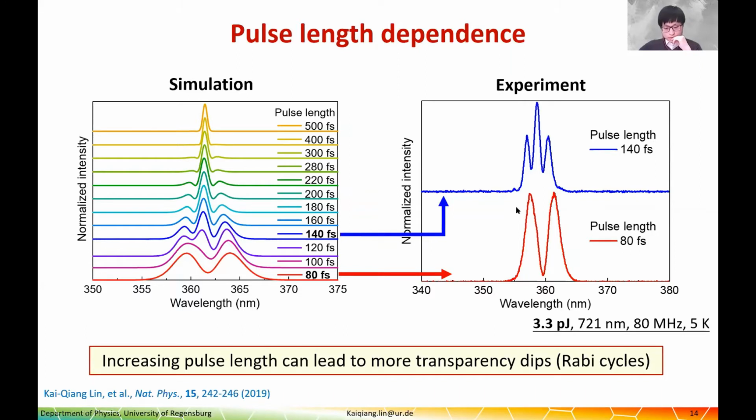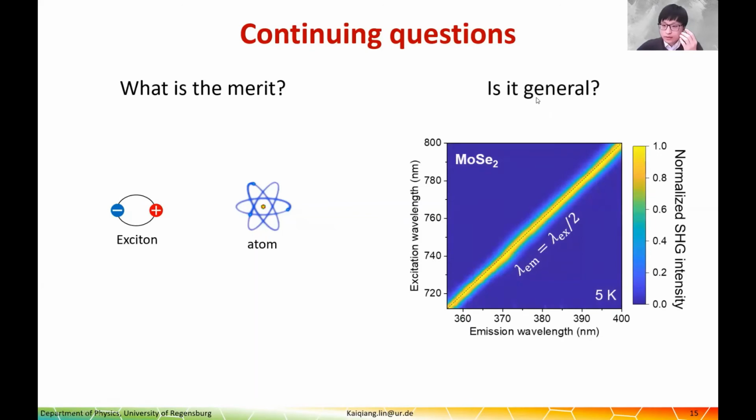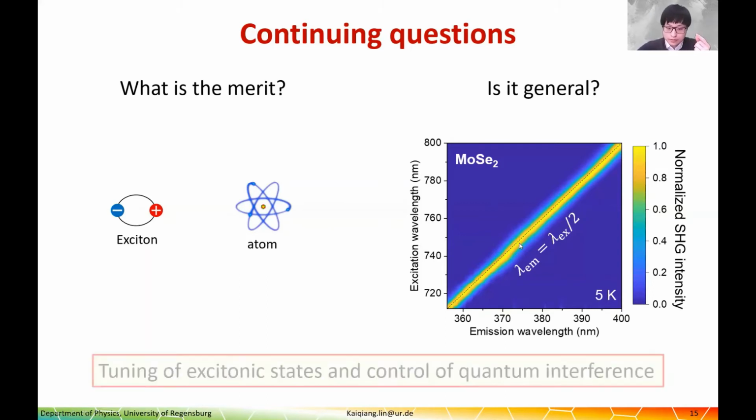So far so good, but there are still many questions left. For example, people will ask, what's the merit of the excitonic 3-level system compared with an atom? Because in atoms, we know that the coherence time can go up to a second. And especially, is this phenomenon truly general? Especially considering that in the monolayer tungsten diselenide system, you don't see quantum interference at all across a very broad range.